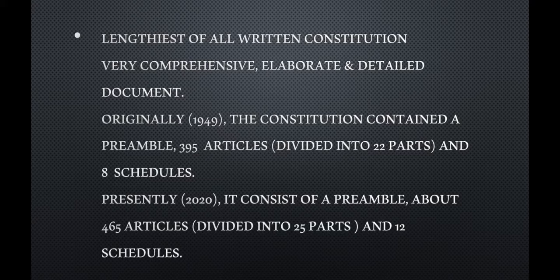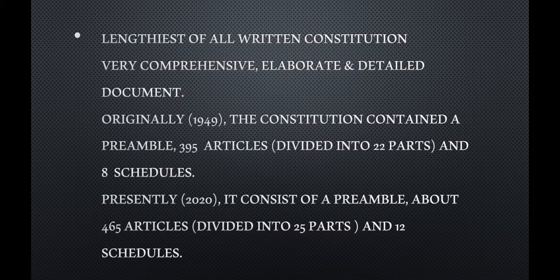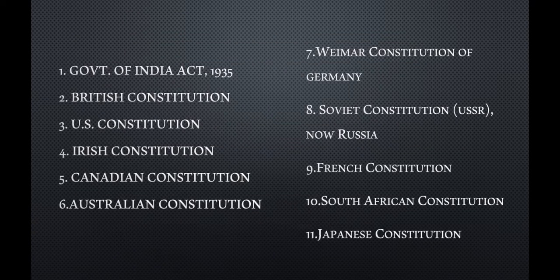Indian Constitution is the lengthiest of all written constitutions of the world. It is a very comprehensive, detailed document. Originally, on 26 November 1949, when the Constitution was prepared, it contained a preamble, 395 articles divided into 22 parts, and 8 schedules. Presently, in 2020, it consists of a preamble, about 465 articles divided into 25 parts, and 12 schedules.